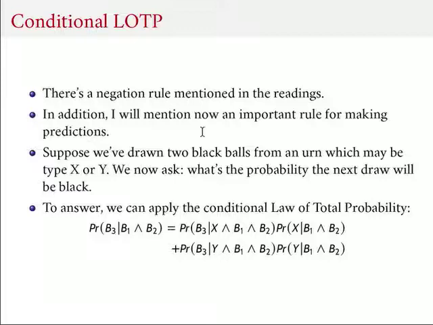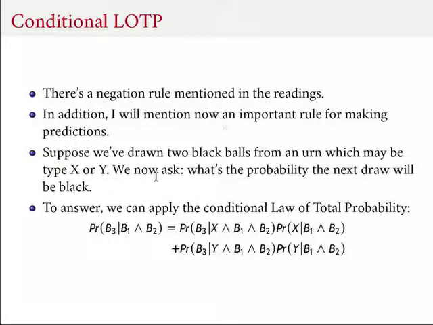So to fix our ideas, suppose the following scenario. Suppose we're again in a room with a bunch of different urns, and some of the urns are type X with a certain composition we know, and some of them are type Y with another composition of black versus white balls. Okay, so we've picked one of these urns at random, not knowing exactly whether it's type X or type Y, though we know the proportion of how many urns are type X and how many are type Y. So we've picked an urn at random, and we've started drawing from it. And we've drawn 2 black balls in a row from this urn.